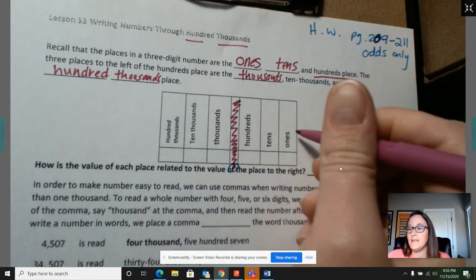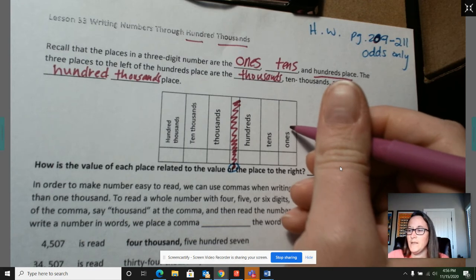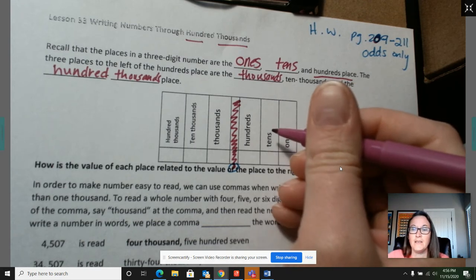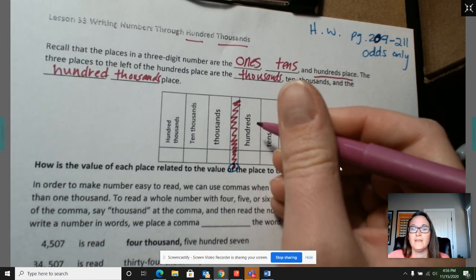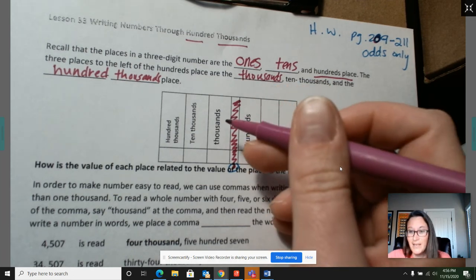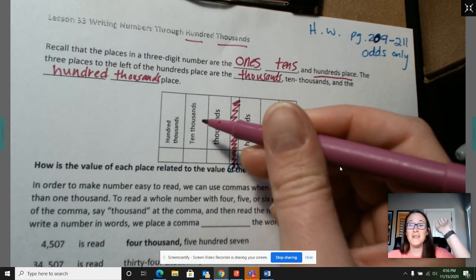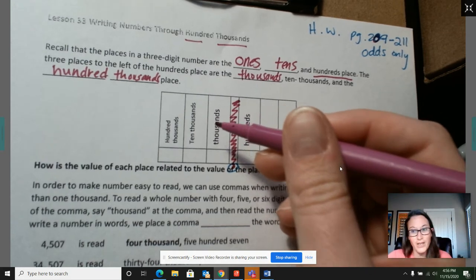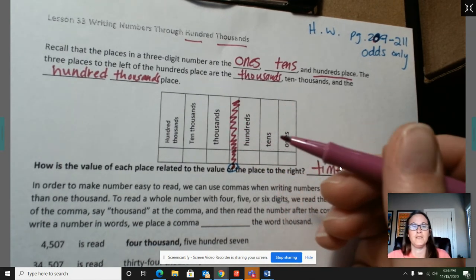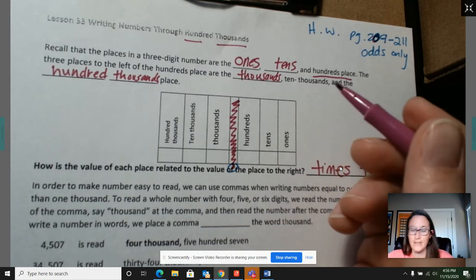So this is times 10. Ones times 10 is tens. Times 10 more will get us hundreds. Times 10 more will get us thousands. Times 10 more will get us 10,000. Times 10 more will get us 100,000s. Okay, so that's how our system works because we are in a base 10 system.